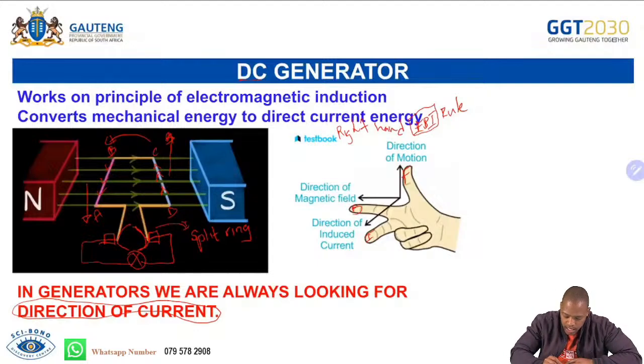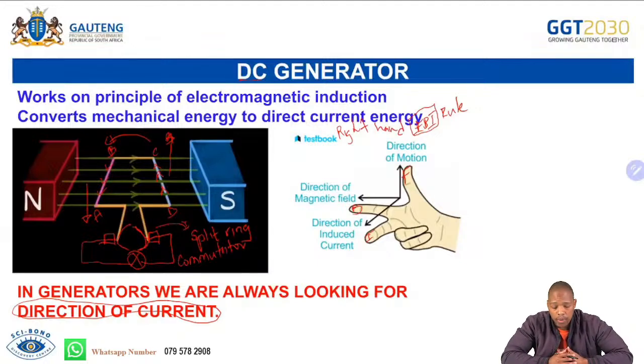However, it does have another word for it. It is also called a commutator, right? But the easiest one to remember for me is split ring because if I look at it, I see a split in between. Therefore, I call it a split ring. So what is the split ring going to help us with?